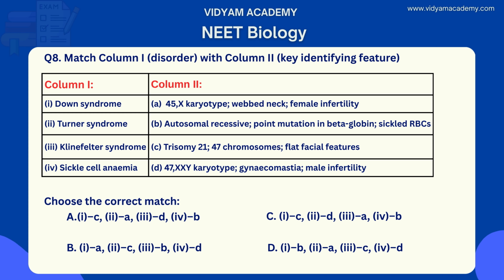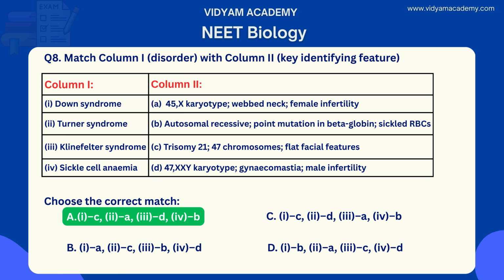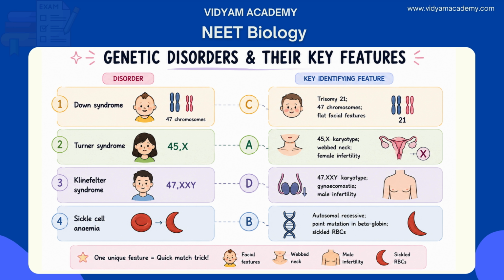The right answer is option A: 1-C, 2-A, 3-D, 4-B. Let's see the explanation. Down syndrome, 1, matches C because it's a trisomy 21 giving 47 chromosomes, with flat facial features, oblique palpebral fissures, and intellectual disability. Turner syndrome, 2, matches A. The 45,X karyotype in females causes short stature, webbed neck, ovarian dysgenesis, and infertility.